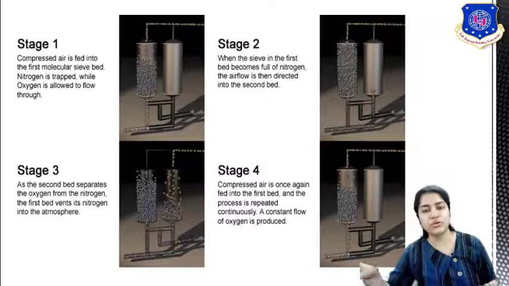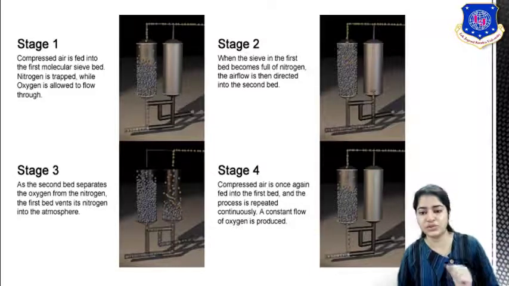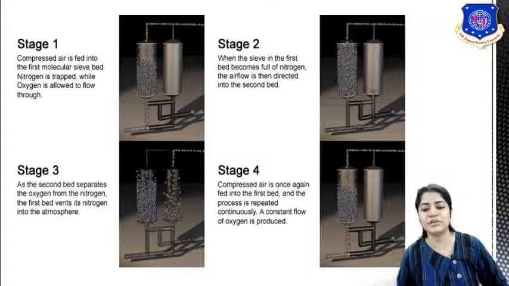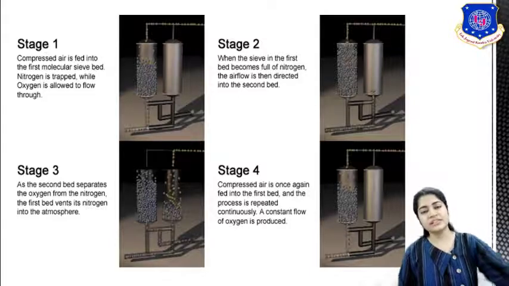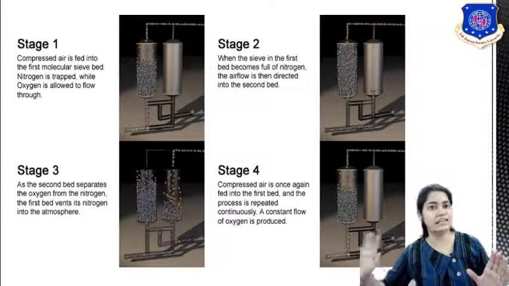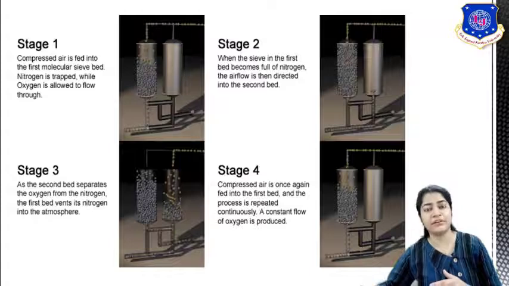So you can see the yellow dots that are flowing out from bed 1. That is your oxygen. Now in stage 2 you can see that when the sieve in the first bed has become full of nitrogen, then the air flow is directed to the second bed. So you can judge that in the first bed the breakthrough point has been reached. That is the maximum limit which has been reached. Now you're continuing it in your second bed, where again your molecular sieves are suspended.